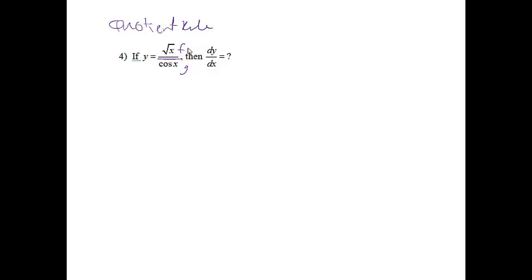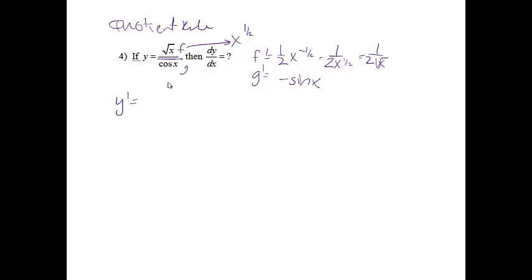To get my f prime, I'm going to rewrite my f as x to the 1/2. So when I find f prime, that will be 1/2 x to the negative 1/2, and that will reduce to 1 over 2x to the 1/2, or I'm going to rewrite that as 1 over 2 square root x. Okay, my g prime, the derivative of cosine x, will be negative sine x. So using my quotient rule, whether you do low d high minus high d low, or however you do it, I'm going to do f prime times g.